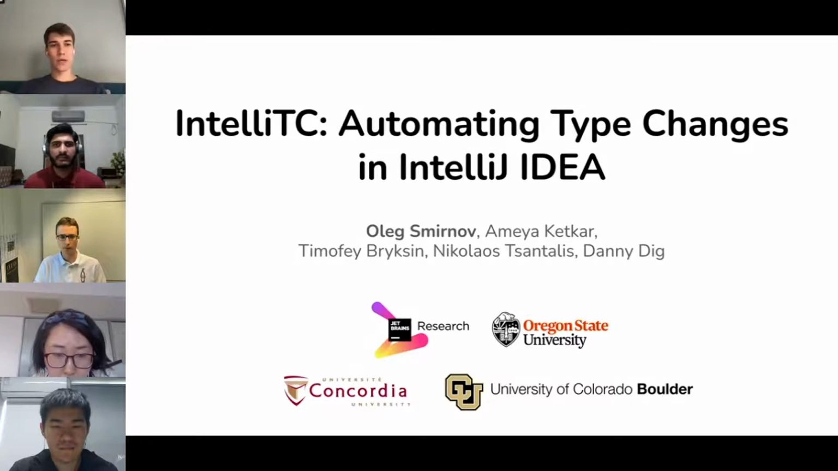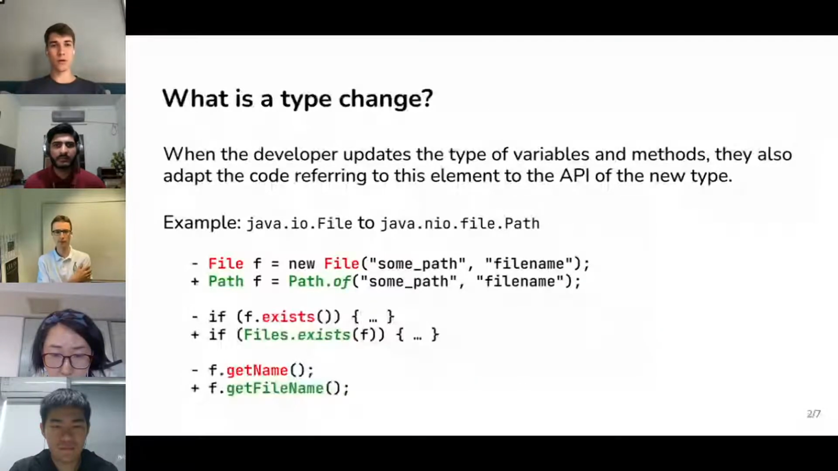Let me begin with the definition of a type change, or what's actually a type change. Developers update the types of different variables and methods in their code very often. It could be done for many reasons, such as library migration, deprecation, security issues, and so on. They also adapt the code which refers to this element, like this variable or method, to the API of the new type.